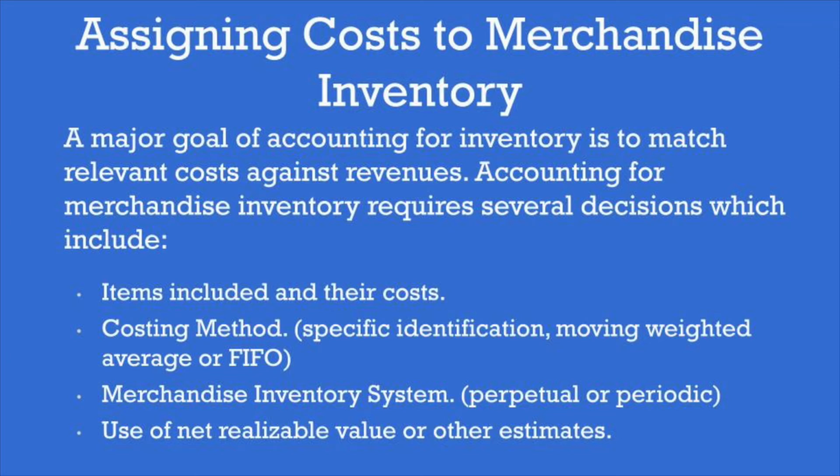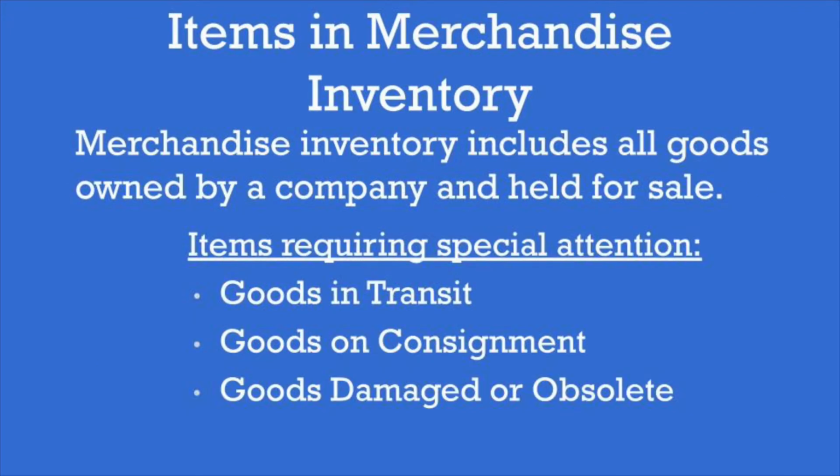And accounting for merchandise inventory requires several decisions, which include what items to include and their costs, the costing method, specific identification, moving weighted average, or FIFO, which we're going to talk about in here, the merchandise inventory system, perpetual or periodic, which we're also going to talk about in here, and the use of net realizable value or other estimates.